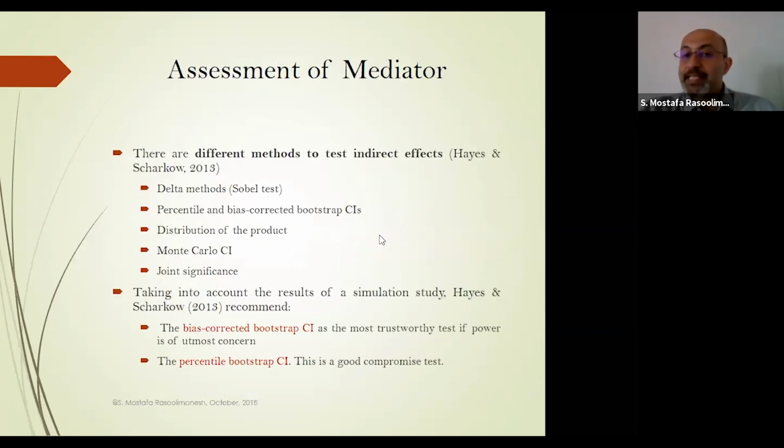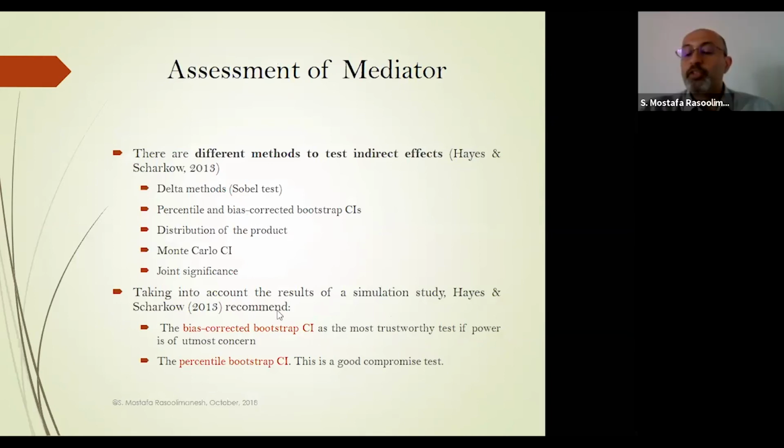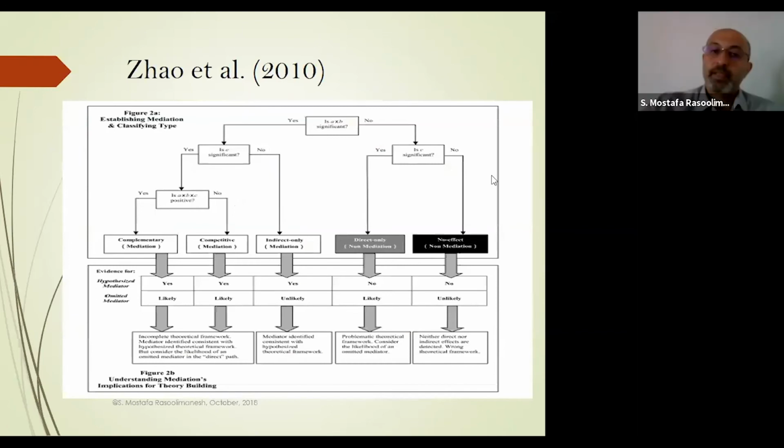The method to assess the significance of the indirect effect is the percentile and bias corrected bootstrapping confidence interval. So these two methods are best for assessment of a mediator. Product of coefficient, indirect effect, and significance of the indirect effect using these two methods are the most trustworthy tests for mediator assessment. Okay? Is it clear?